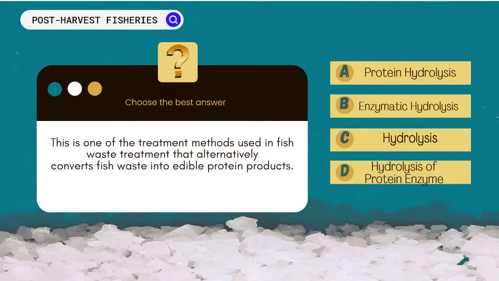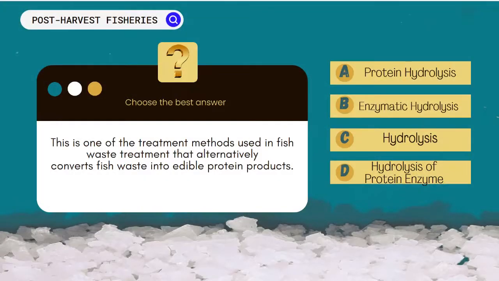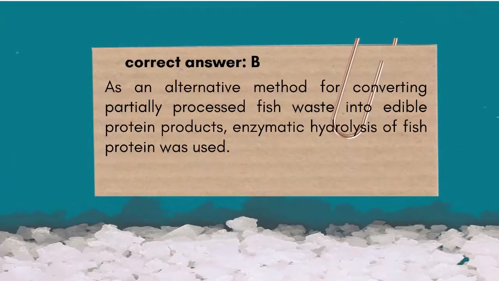This is one of the treatment methods used in fish waste treatment that alternatively converts fish waste into edible protein products. A. Protein hydrolysis. B. Enzymatic hydrolysis. C. Hydrolysis. D. Hydrolysis of protein enzyme. The correct answer is B. As an alternative method for converting partially processed fish waste into edible protein products, enzymatic hydrolysis of fish protein was used.